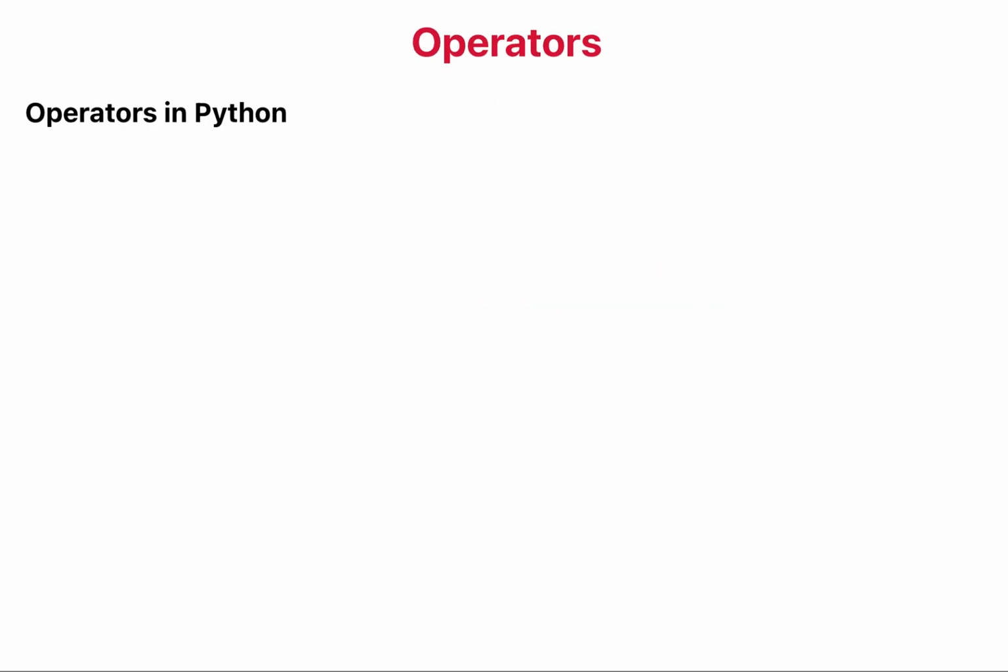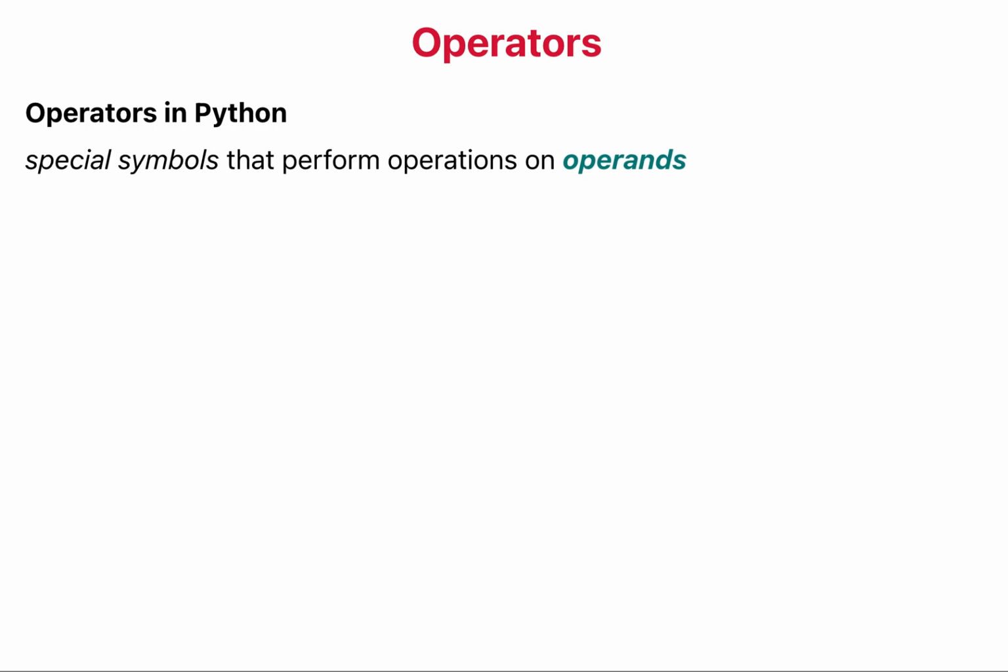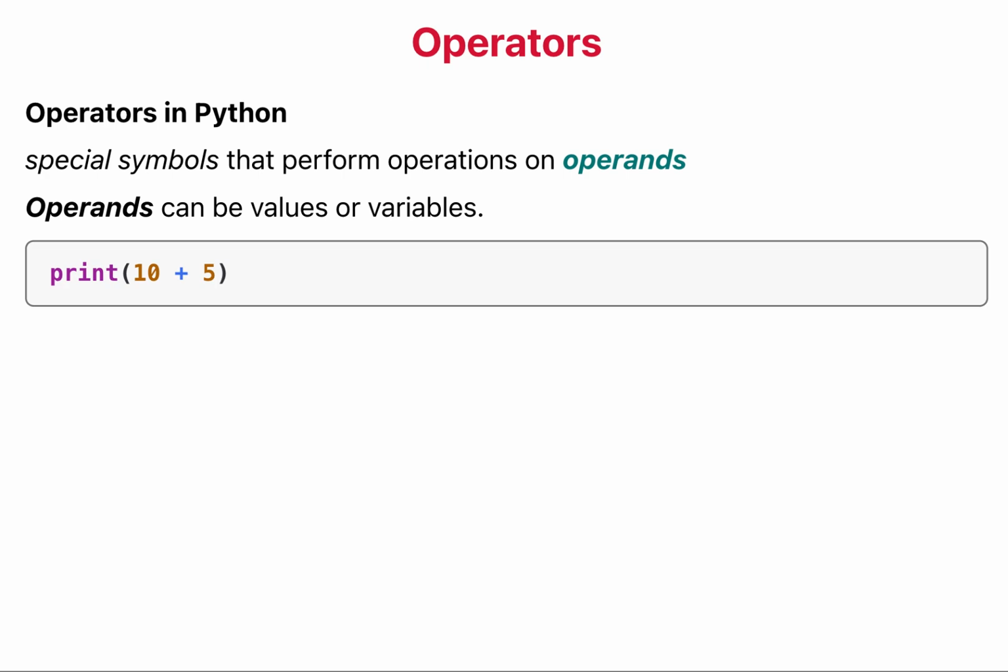Now we are going to learn about operators in Python. Operators in Python are special symbols or keywords that perform operations on operands. Operands are essentially values or variables that an operator acts upon in an operation. For example, let's consider the following Python expression, 10 plus 5.